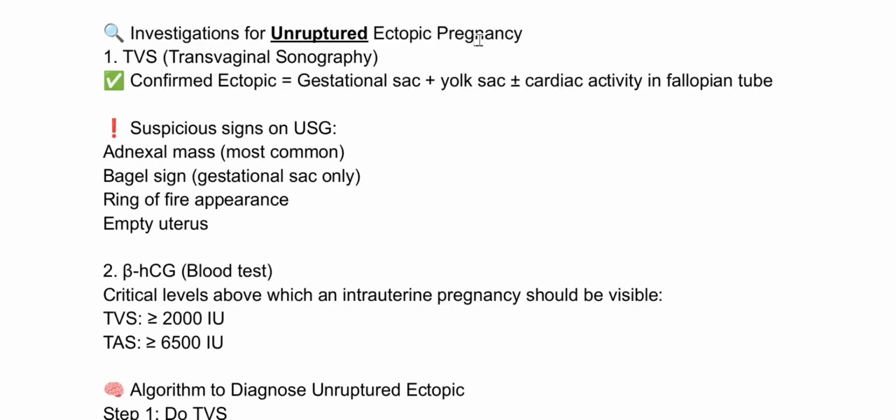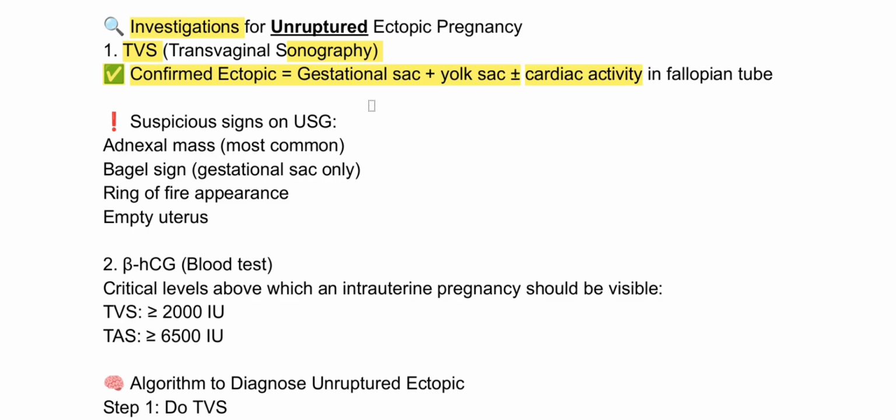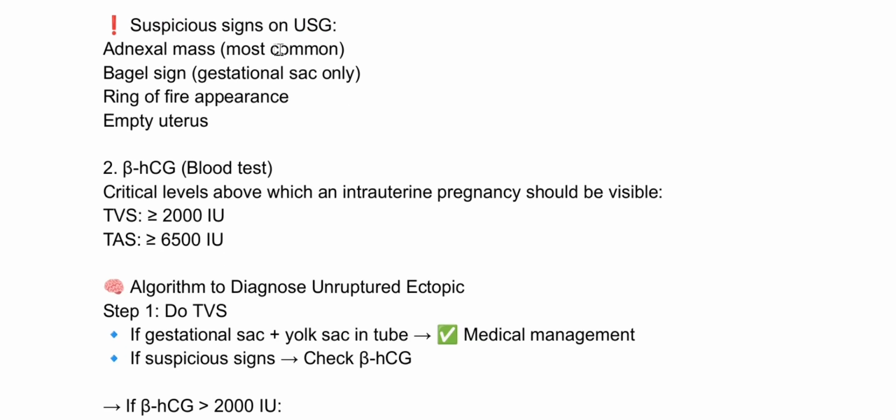Unruptured ectopic pregnancy. Investigations. First, we will do transvaginal sonography. If ectopic is confirmed, you can see gestational sac plus yolk sac with or without cardiac activity in the fallopian tube. Gestational sac plus yolk sac plus cardiac activity in fallopian tube. Suspicious sign on USG will be adnexal mass. Adnexal mass, as mentioned above, is the most common and most important sign.